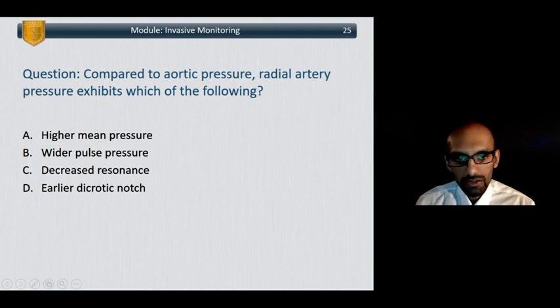I suppose this question should have been included a little bit earlier in the lecture with the radial arterial line monitoring section. At any rate, the correct answer is a wider pulse pressure, and this all has to do with what I described as you move away from the aorta, you get higher degrees of ringing and resonance, which leads to a higher systolic and a lower diastolic in measured arteries, so therefore you get a wider pulse pressure. Okay. The mean tends to stay the same.